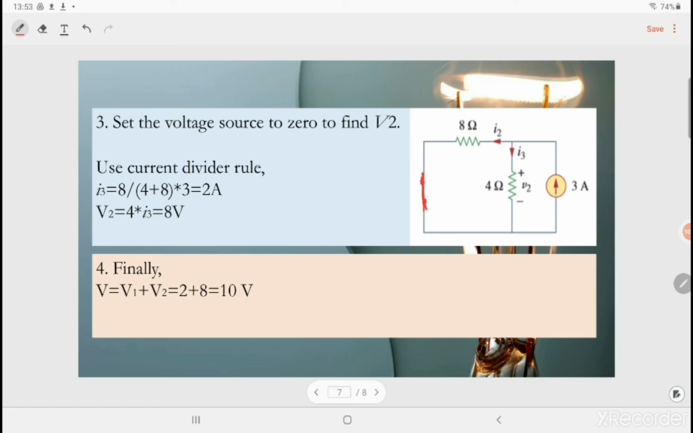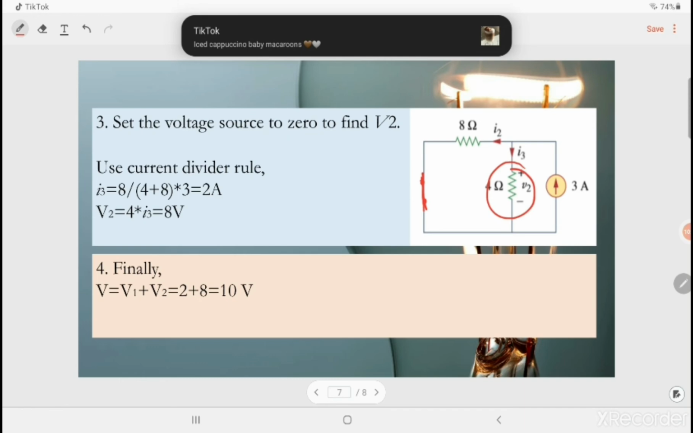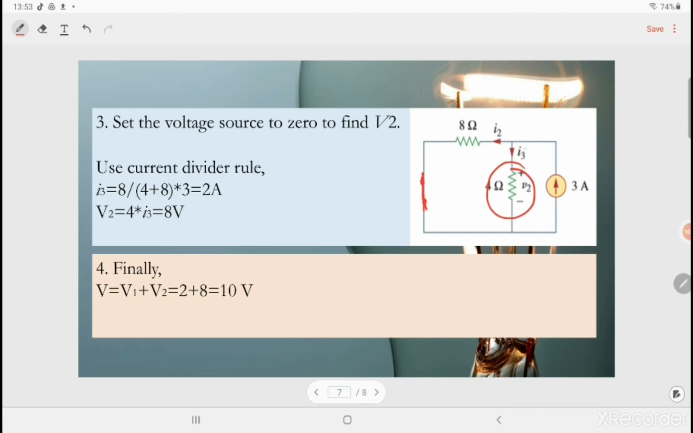Now we are looking for the value of V2, right? In order to find V2, you need to know the value of I3. I3 can be found using the current divider rule, which is I3 equal to 8 divided by 8 plus 4 times 3, equal to 2 ampere.